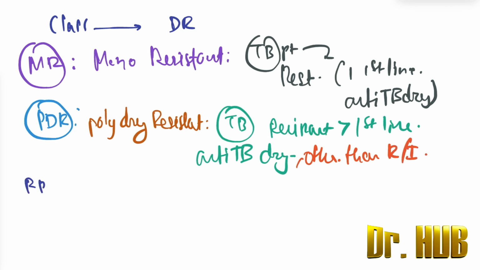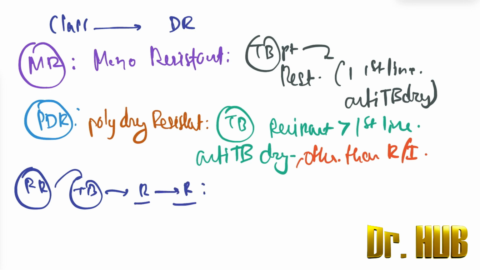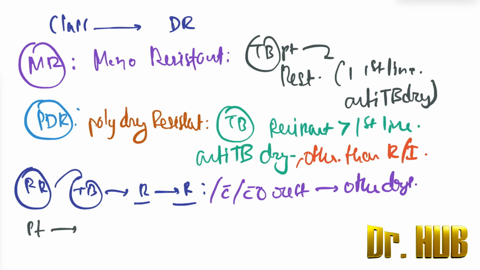Next we look at the RR. RR means rifampicin resistant. This is a TB patient who is resistant to rifampicin, with or without resistance to other drugs. Patients who have rifampicin resistance should be managed like the MDR TB case.